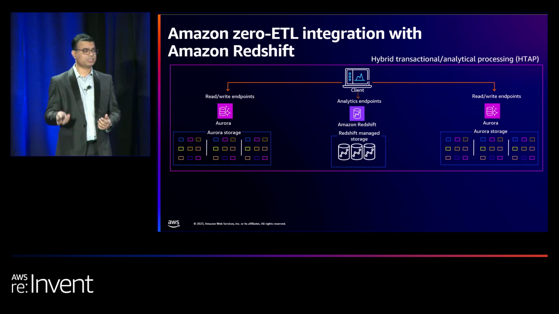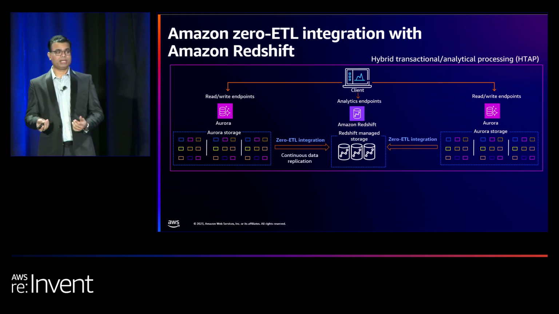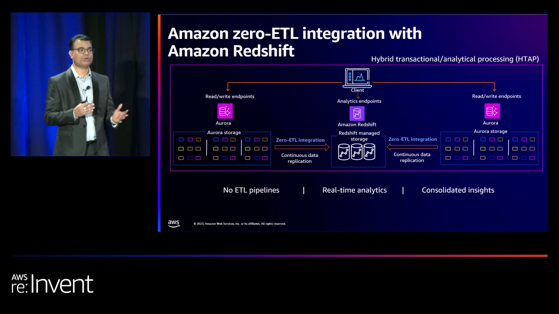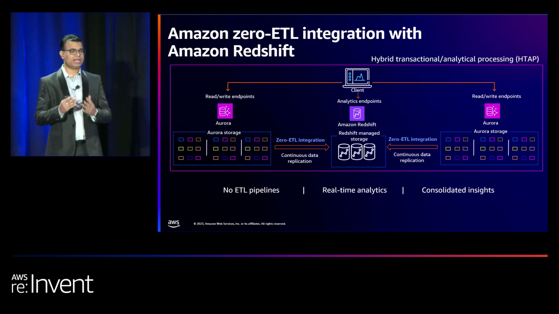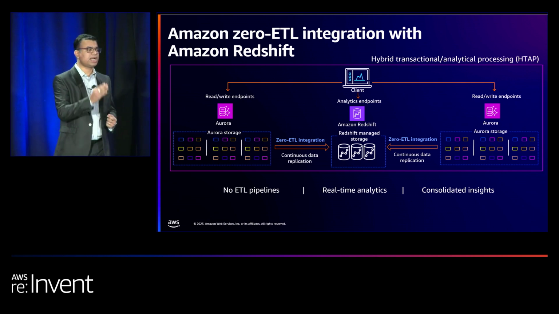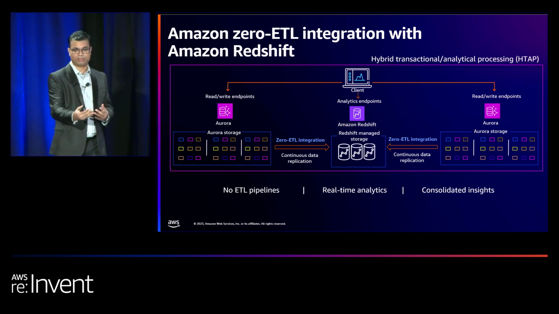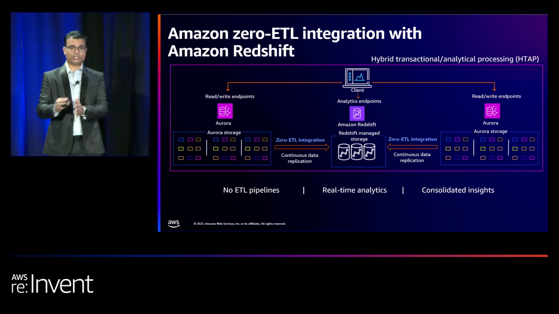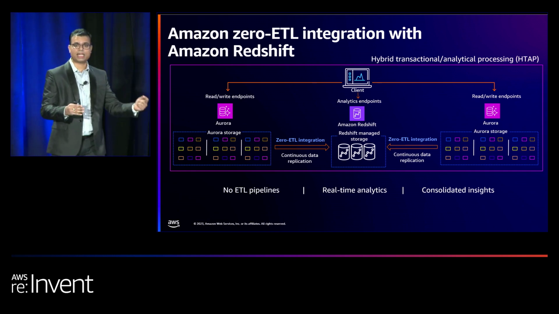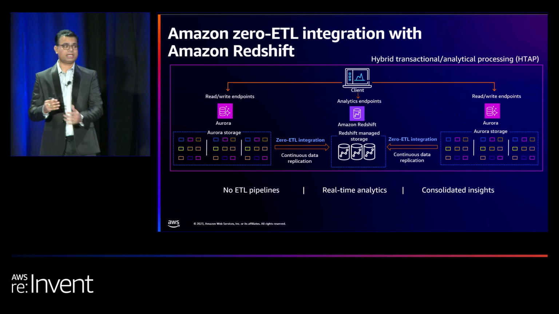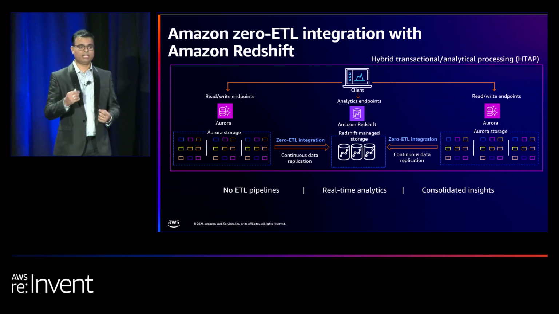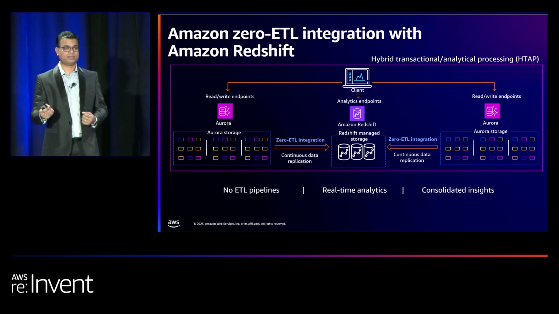To simplify this experience, we introduced a new capability, the zero-ETL integration between Aurora and Amazon Redshift. It replicates the data automatically from Amazon Aurora to Amazon Redshift. And this whole infrastructure is serverless. Let's say as a client, you submit a transaction into your Aurora database. Once you have the zero-ETL integration in place, it detects that change and automatically replicates it into Amazon Redshift managed storage so that it is available immediately for your reporting.